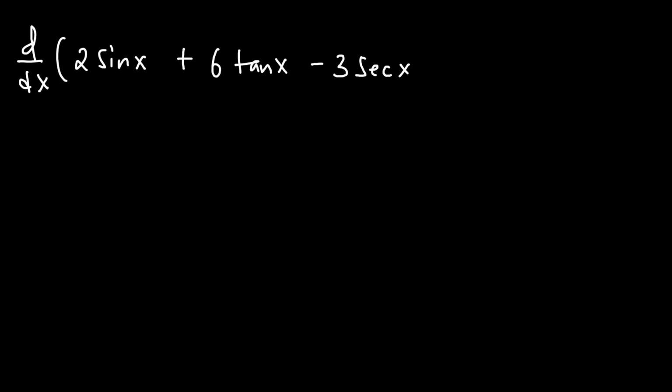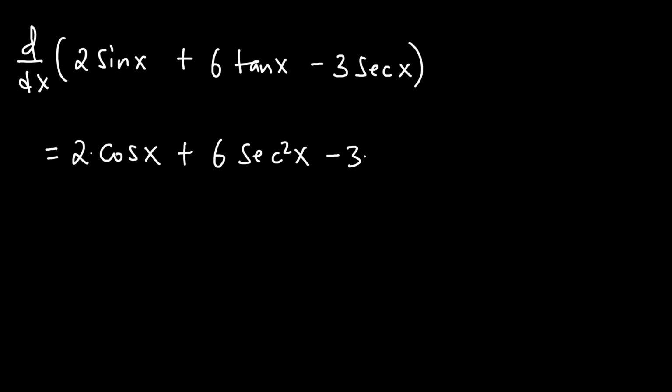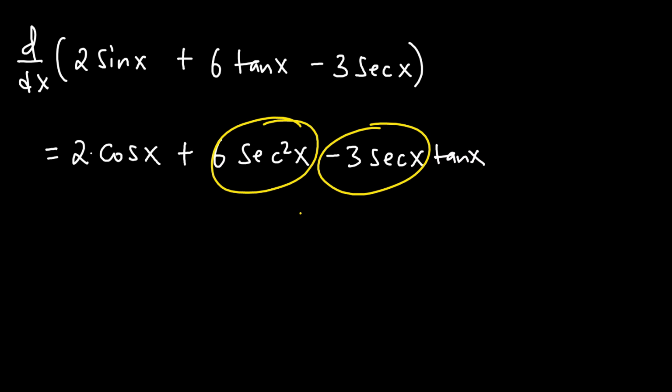You try out this. Differentiate 2 times sine x plus 6 times tangent x minus 3 times secant x. This will be equal to 2 times, when you differentiate sine x, you get cosine x, plus 6 times the derivative of tangent x, which is secant squared x, minus 3 times secant x tangent x. And for these two terms, you can see that 3 times secant x is a common factor. So let's pull it out.